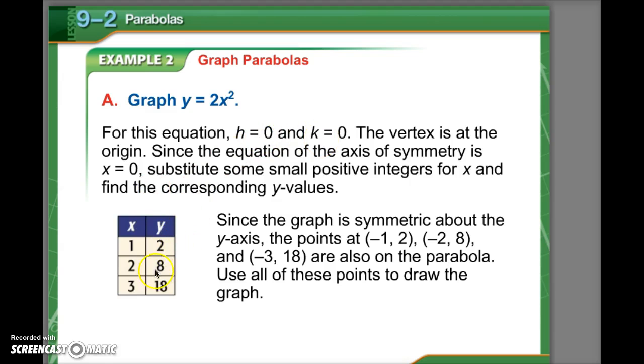And then we're going to make a table on each side. Notice how they're not doing the values on the other side of 0. They're not doing -1, -2, -3, because we need to remember that the graph is already symmetric. And so if we get 1, 2, the symmetry would tell us that we also would have -1, 2. And if we have 2, 8, the symmetry would tell us we also have -2, 8, and so forth.